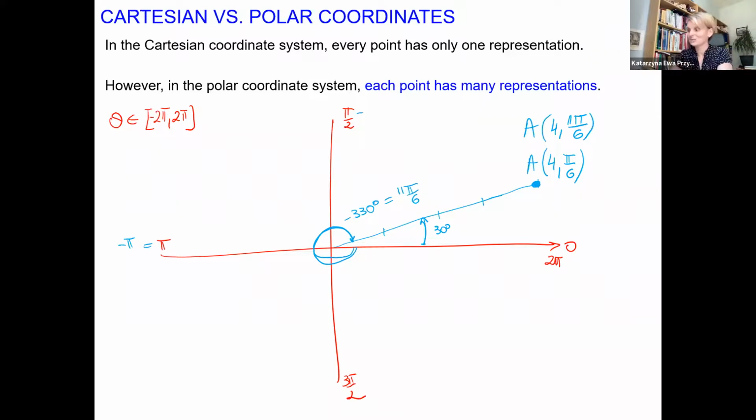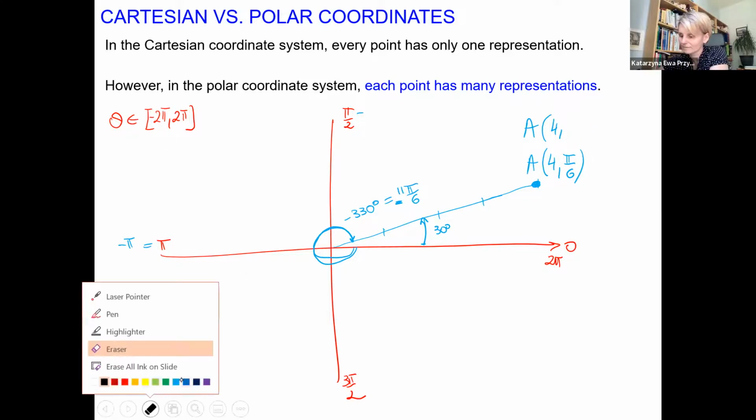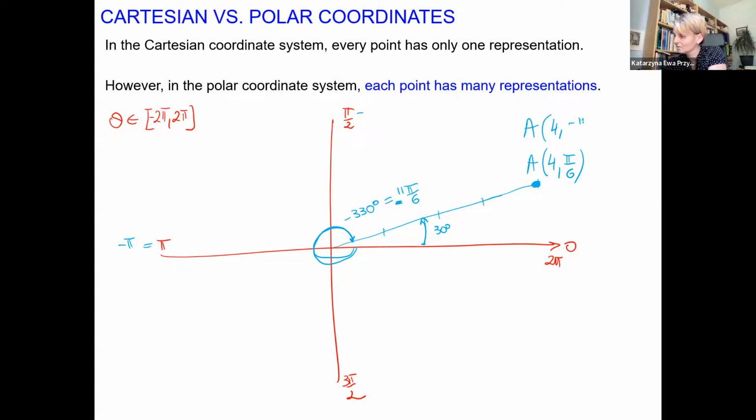Okay, we do have 4 pi over 6, 11 pi over 6. Okay, that's what I... hang on, negative, right? Negative. I wanted negative. Where is that? Negative 11 pi over 6.